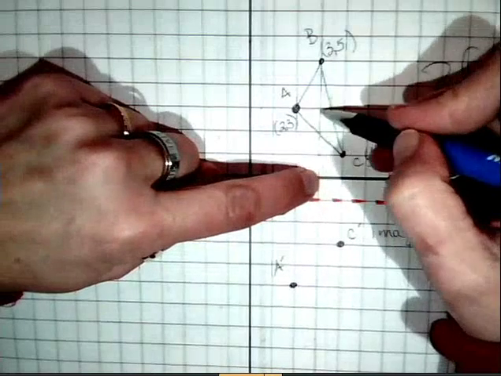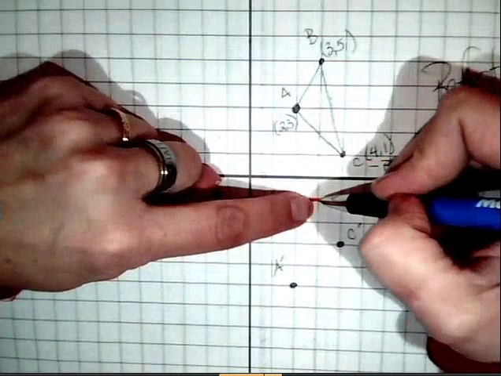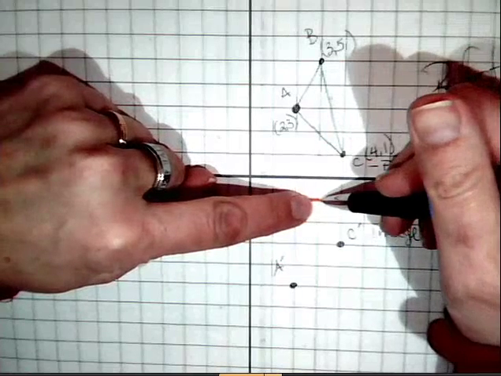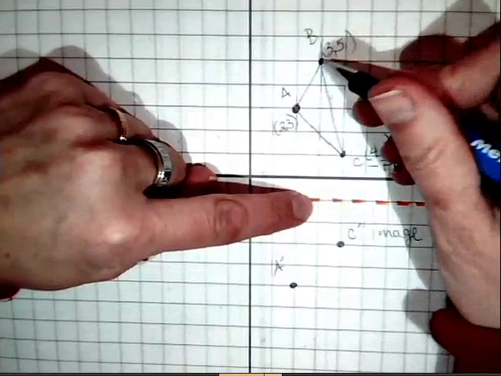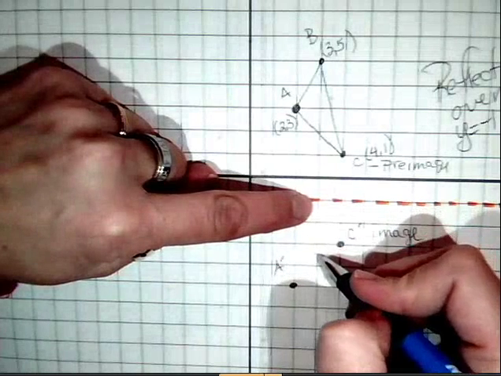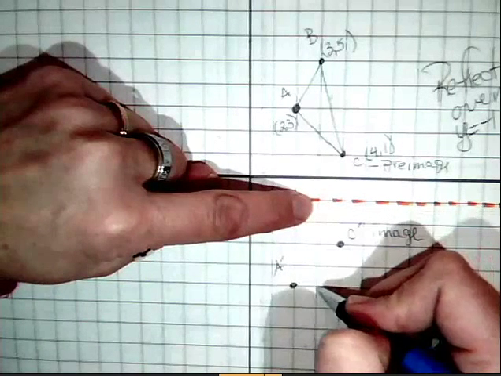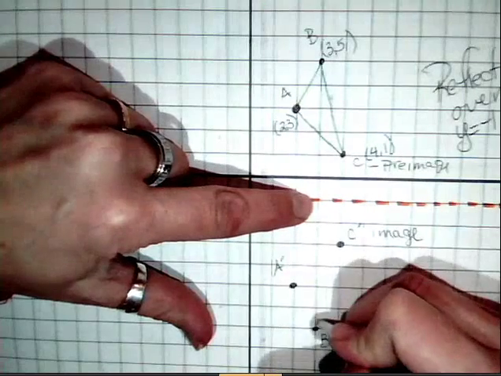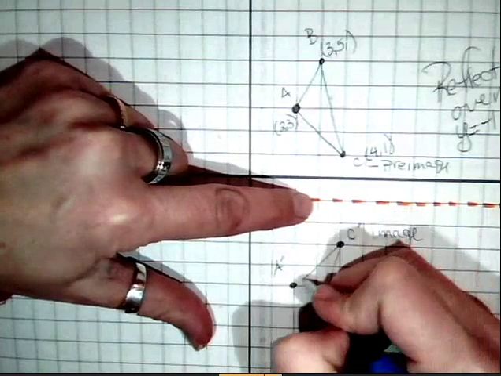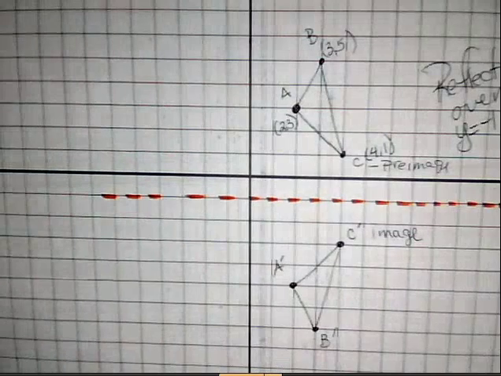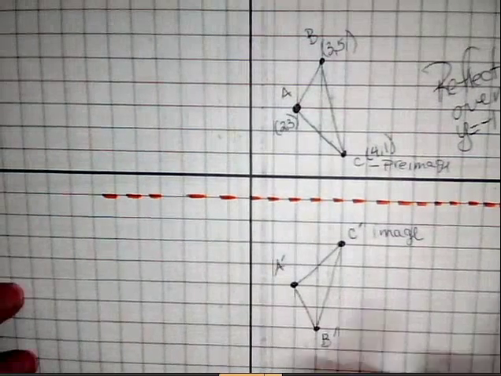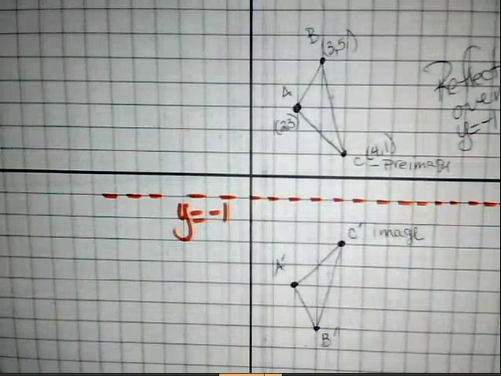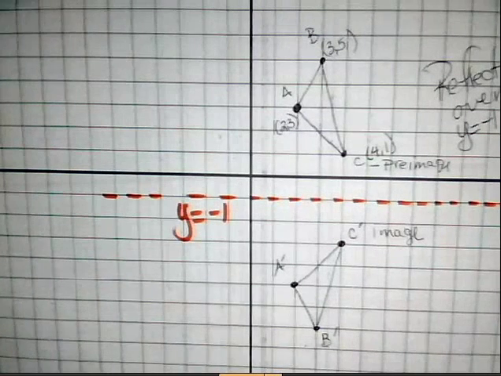B is 1, 2, 3, 4, 5 away. Oh, 1, 2, 3, 4, 5, 6. The mistake I made is I went from the x-axis instead of this line. So I'm 6 away, so I'm going to go 6 the other way. 1, 2, 3, 4, 5, 6. And so there's B prime. So this is my image after the reflection over the line y equals -1. And so that's how you're going to do a reflection over y equals -1.